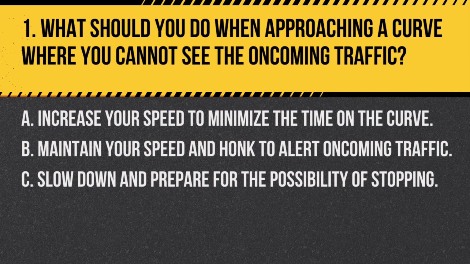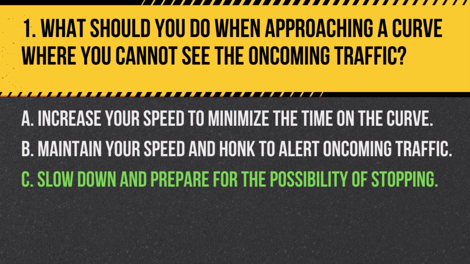Question 1. What should you do when approaching a curve where you cannot see the oncoming traffic? A. Increase your speed to minimize the time on the curve. B. Maintain your speed and honk to alert oncoming traffic. C. Slow down and prepare for the possibility of stopping. Answer. C. Slow down and prepare for the possibility of stopping.